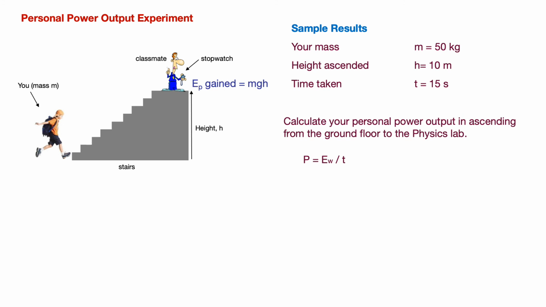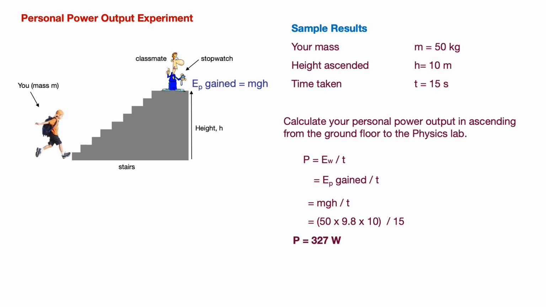Well, you're going to use the standard power equation. Power equals work done divided by time taken. Because we're going vertically upwards through a height h, we can convert that into potential energy gained divided by time taken. And straight away we know that that's mgh over time taken. All that remains then is to substitute in the values. We get 50 times 9.8 times 10, divided by 15. And your power output is 327 watts.